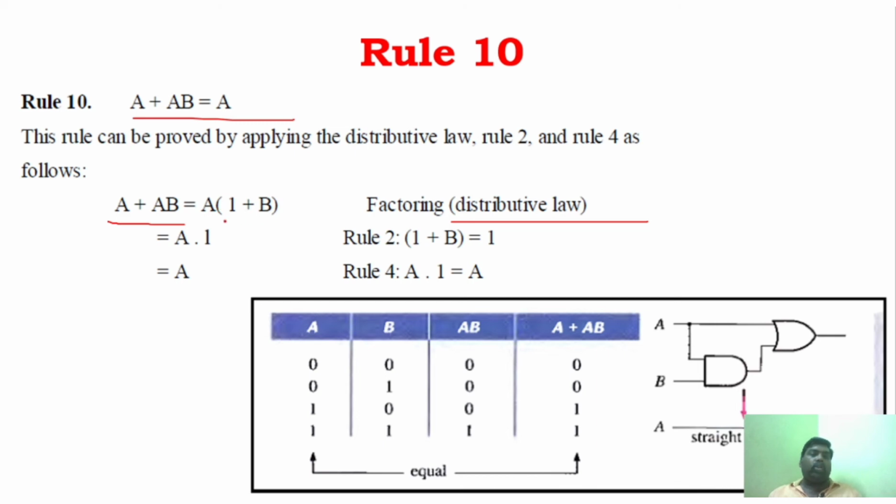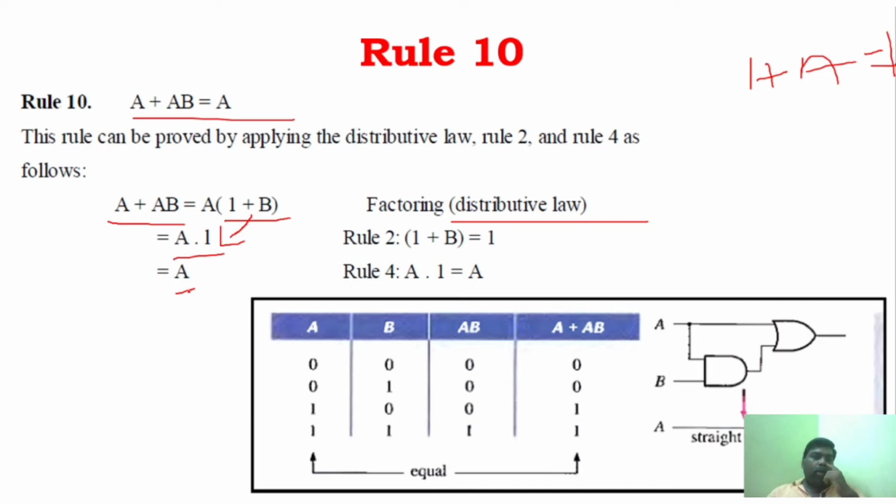And there is rule 2 which says 1 plus A is equal to 1. So now you can understand that 1 plus B is equal to 1. And this is rule number 4: any variable multiplied by 1 is equal to A. Now you understand why we use all those rules and regulations, correct?